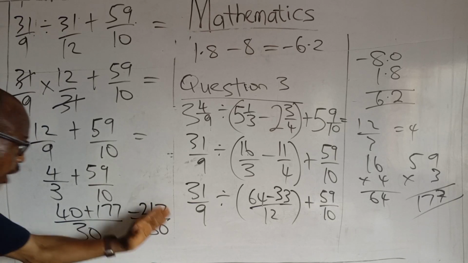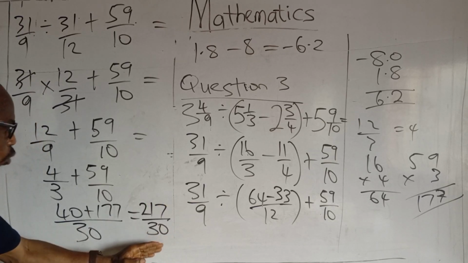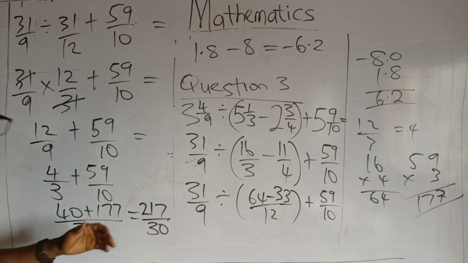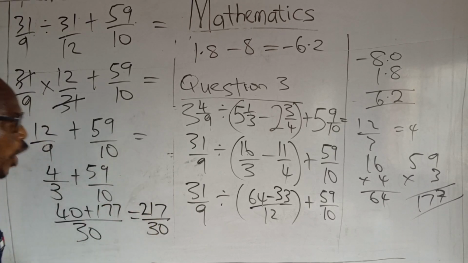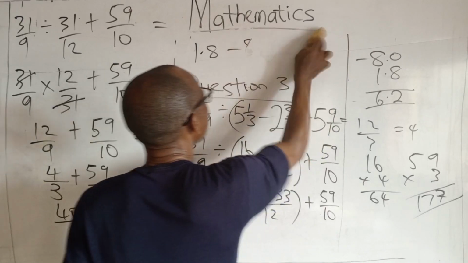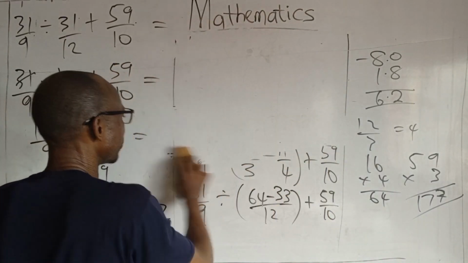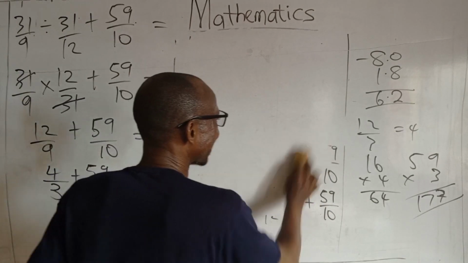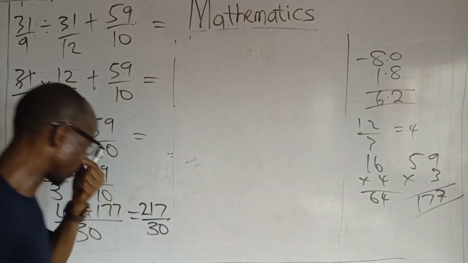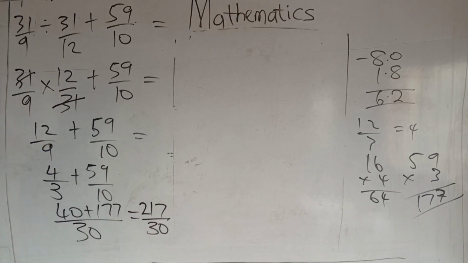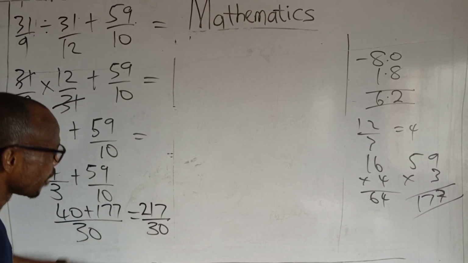30. We cannot leave our answers like this because this is what? Improper what? Fraction. So what do we do? We now convert it to what? Either a mixed fraction or a decimal fraction. So let's divide that. So many persons don't know how to divide this, but we can use what we call the long division in dividing this.